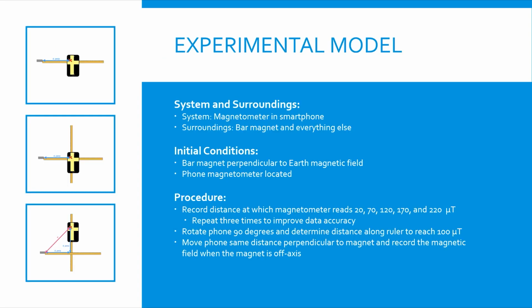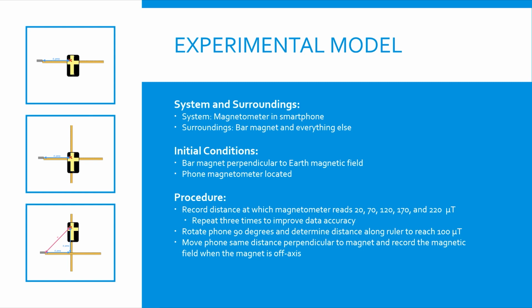For the entirety of the experiment, the system only included the magnetometer in the smartphone, while the surroundings encompassed the bar magnet and everything else, including the magnetic field of the Earth. Before performing the experiment, determining the location of the magnetometer in the smartphone was very important for accurate results. Additionally, the bar magnet was aligned perpendicular to the Earth's magnetic field to cancel its effect. The smartphone was rotated until the x component of the magnetic field in the magnetometer app was roughly 0.